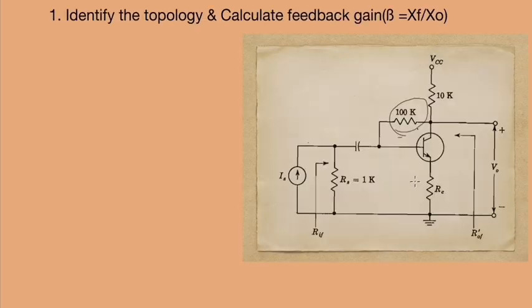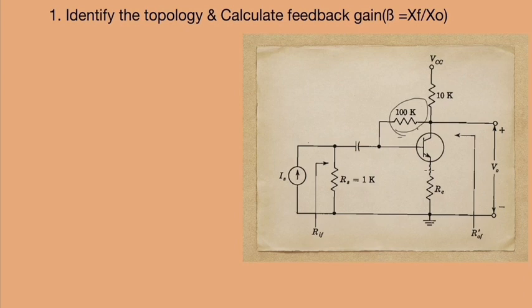We will start with the identification of the feedback topology. To identify the feedback topology, first of all, we have to identify the common component, the component which is in both the input and output circuits. As you can see here, this 100K is common to both the input and output, and as it is a common emitter configuration, RE as well is common to the input and output circuit.